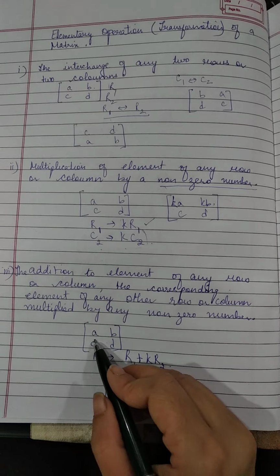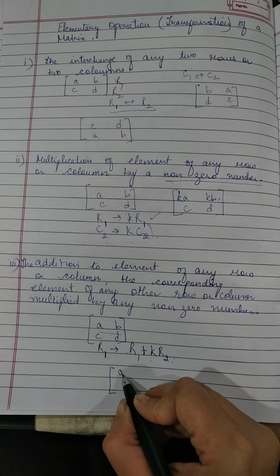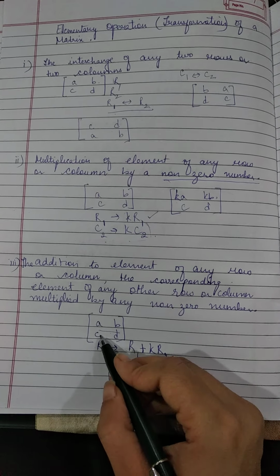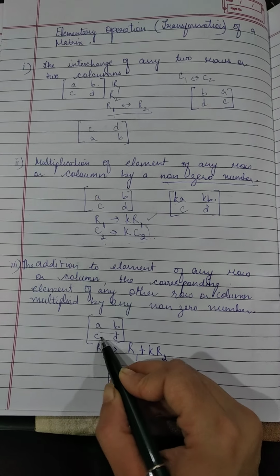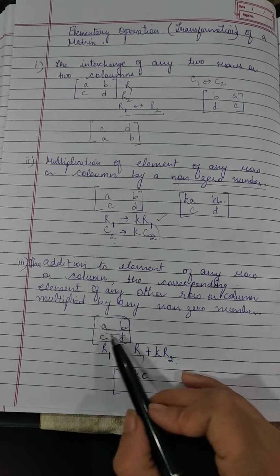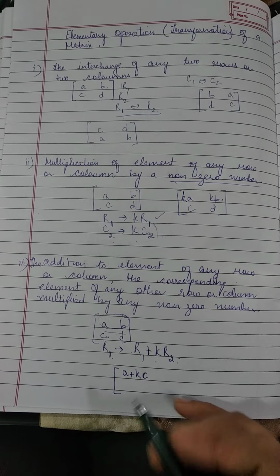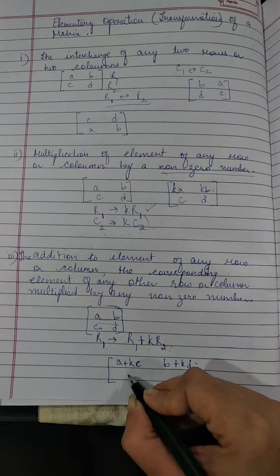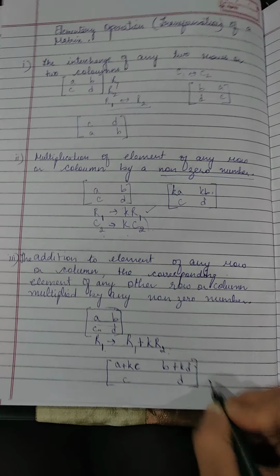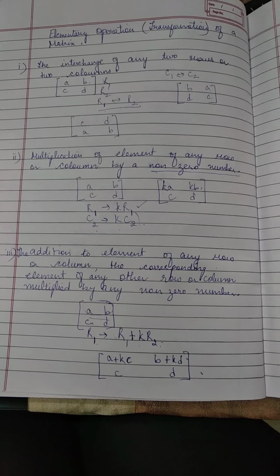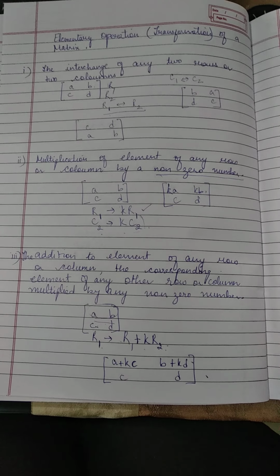If I'm applying it on row 1, so I have A plus KC, that is the element of row 2. Since I'm applying it on row 1, elements of row 1, I have A plus KC and B plus KD, and C and D will remain the same. Similarly, I can apply it for a column transformation also. So the rule does not change, only the columns would change.